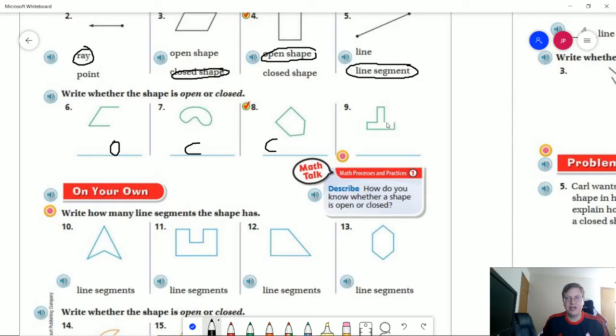So if we were relating back to what looks like it could be a Tetris block, it looks like one of those Tetris blocks, although this part's a little bit higher. But this end here is open. There is not a line segment that would connect that. So we have an open shape.